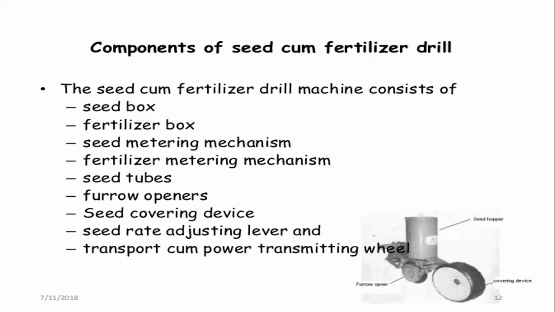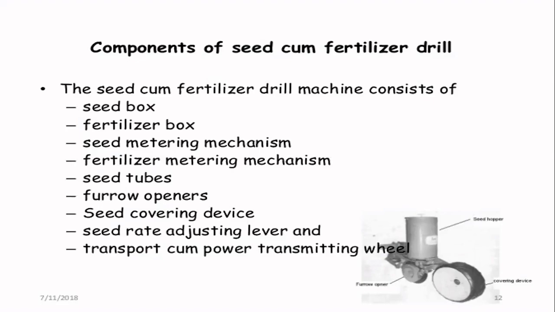So one seed tube is enough. One furrow opener is enough. Seed covering device also one is enough. Seed adjustment lever, so seed rate adjustment lever and fertilizer adjustment lever are also important.